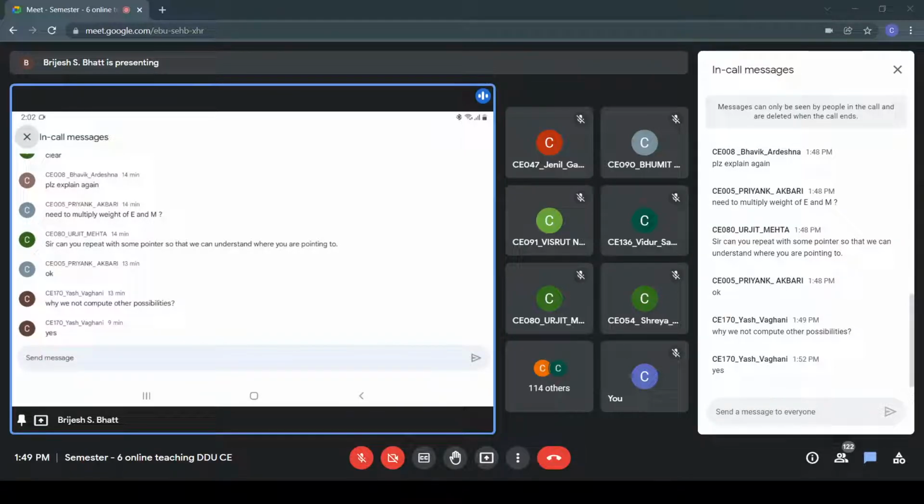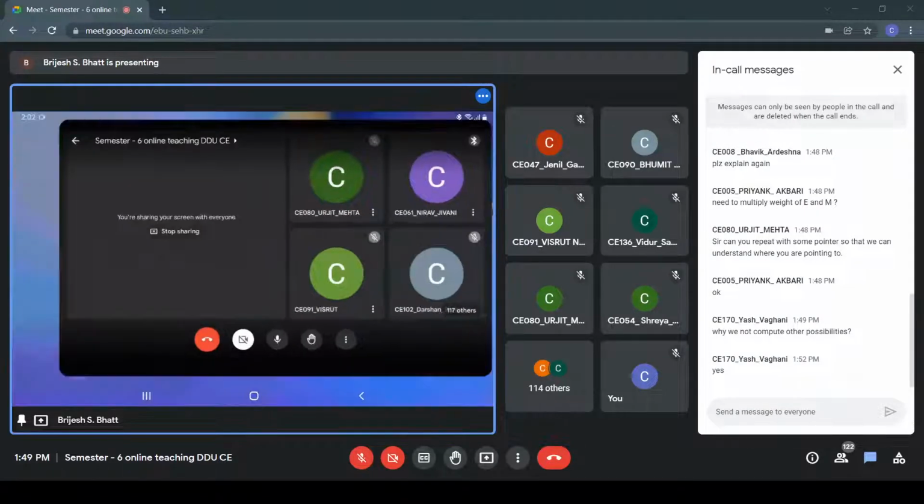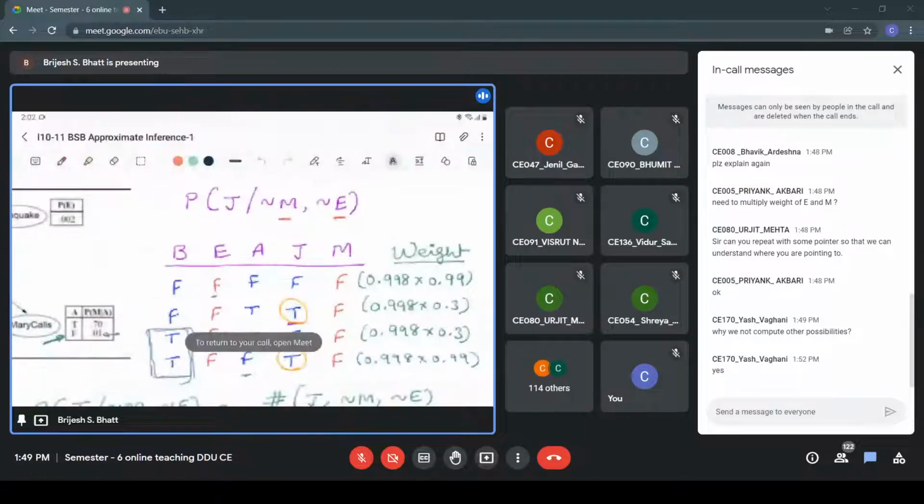So when I say that I have sampled the first sample, FFFFF, I know that I will see this sample 999 times out of a total of 1000 experiments. So that's why something like 0.998 into 0.99 will be the weight. Right? So similarly, we sample all of this.